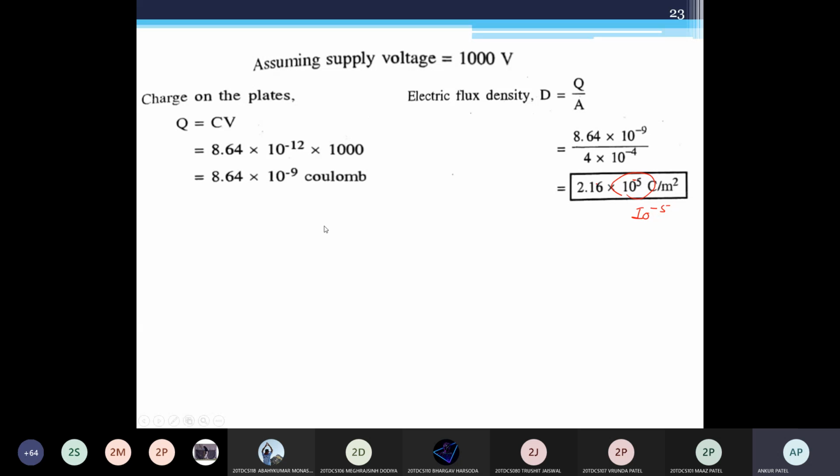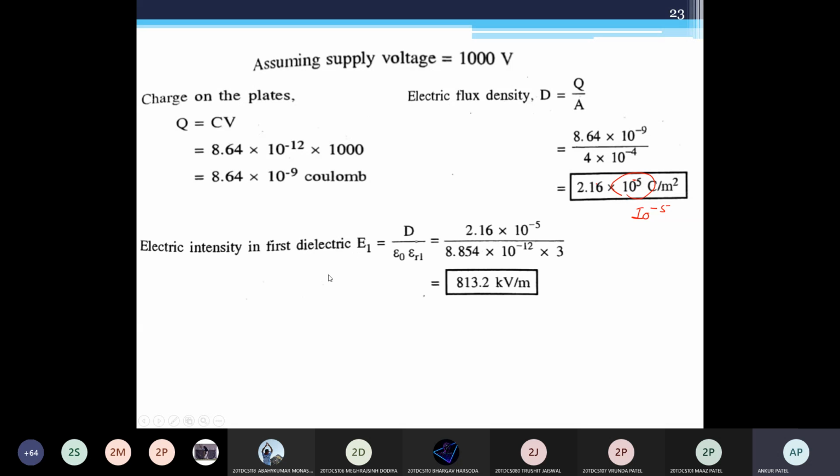Okay, now we know the relation between flux density and intensity. D is equal to epsilon 0 epsilon R into E. So according to that, we can write E is equal to D upon epsilon 0 epsilon R. So here, find out the dielectric strength. So just we are finding for only one slab.